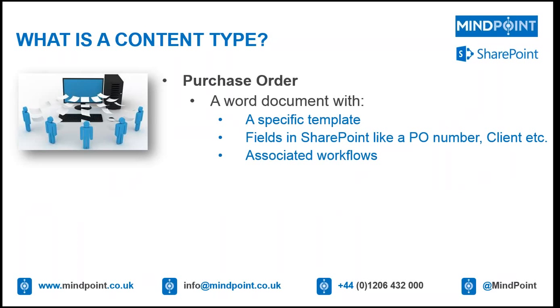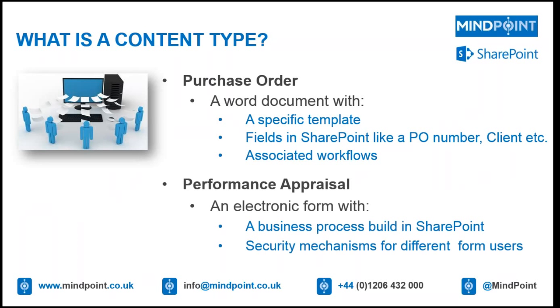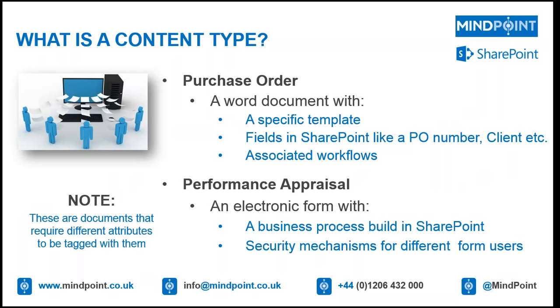So let's think about some practical examples. A purchase order could be a content type. It could be a Word document with a specific template. It might have fields in SharePoint like a purchase order number, client information, and it might even have workflows associated with it. It could also have some information management properties, such as it can't be deleted for 6 years. So these are all good things we can do with content types.